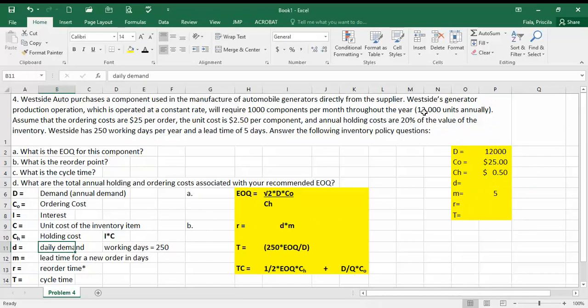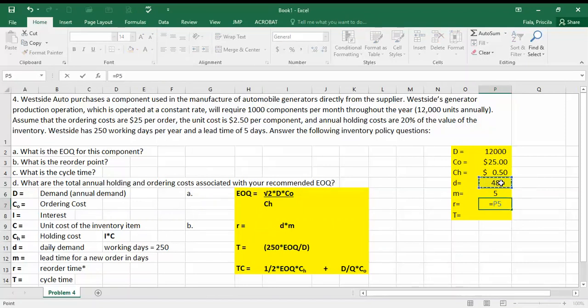Well, if we have 12,000 units annually and we have 250 working days, all we need to do is the 12,000, I was going to point to the cells, but I don't want to confuse you, divided by 250 to get the daily demand, times lead time. There's your reorder time, correct?